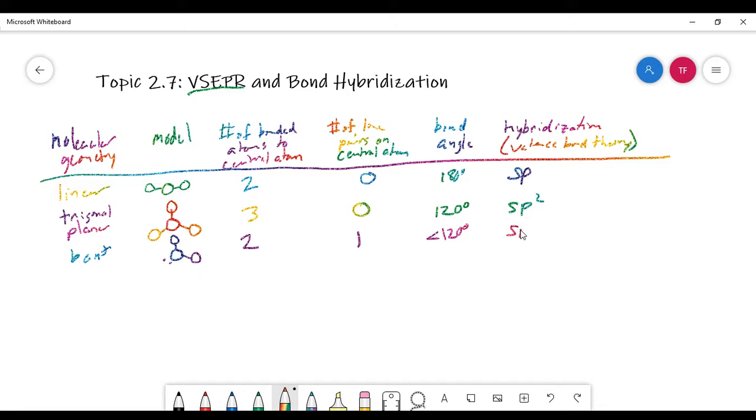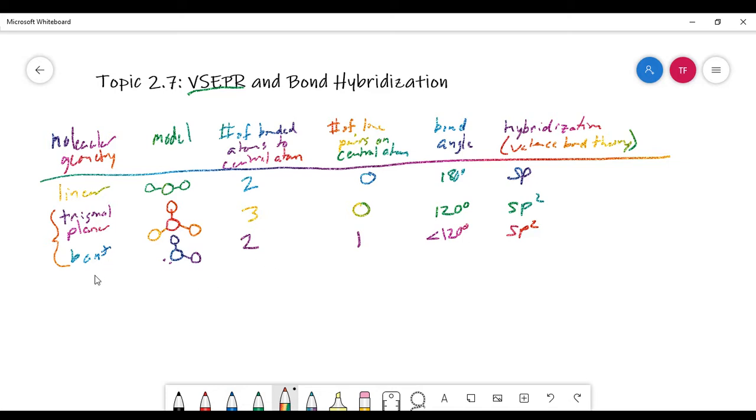We still have sp2 hybridization, and these two structures are very much related to each other because they have 3 electron domains. In this case, the domains are 3 bonds. And in this case, we have 2 bonds and 1 lone pair. So those two structures are extremely related to one another.